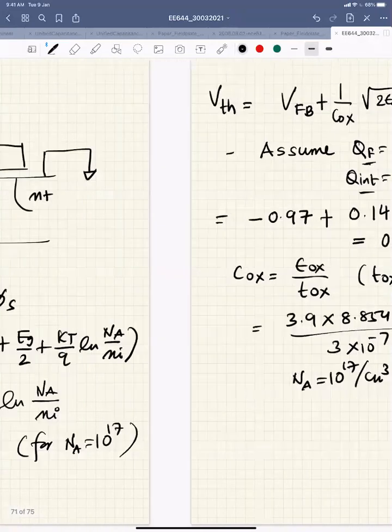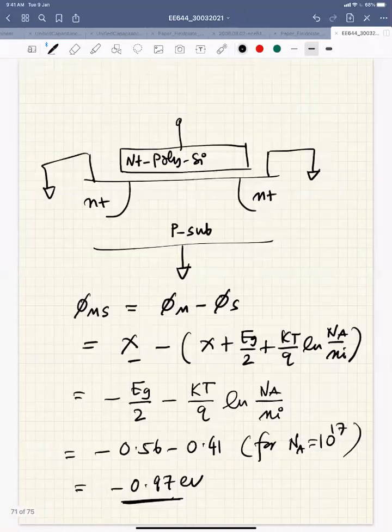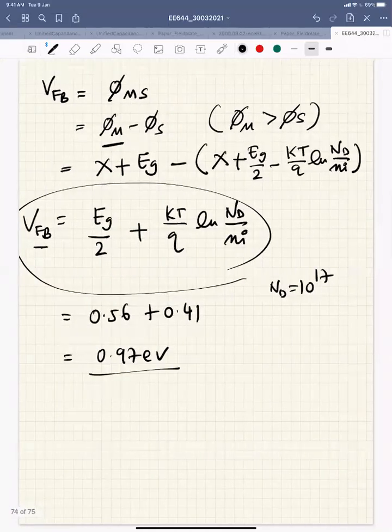But a positive 0.97, unlike the minus 0.97 which we calculated for the NMOS transistor, right? So for NMOS and PMOS, there is not much difference. If you choose the same substrate doping, your flat band voltage will be the same but opposite in magnitude, right? Okay, so then you can look at the threshold voltage.